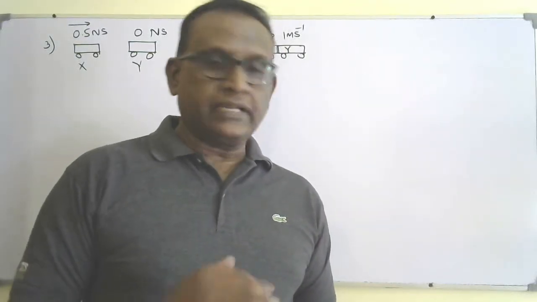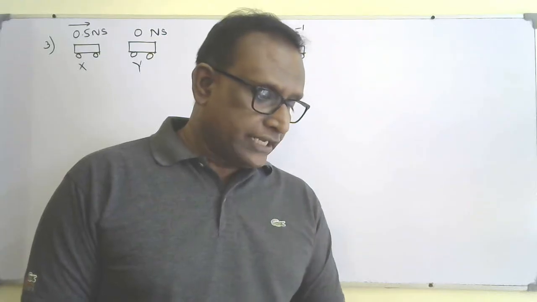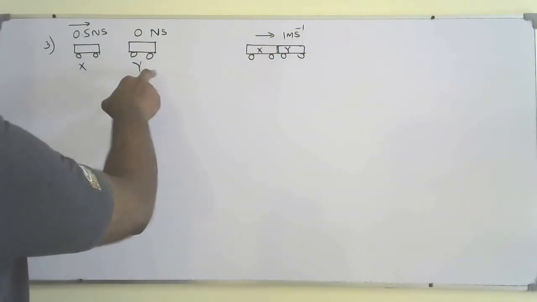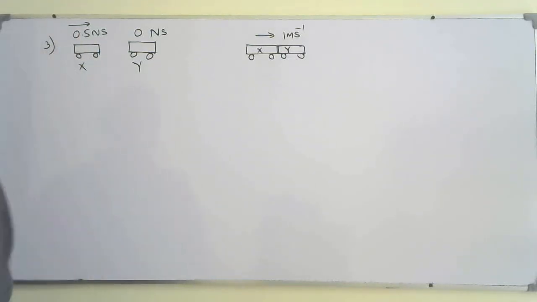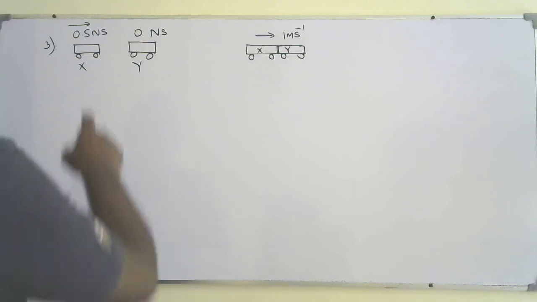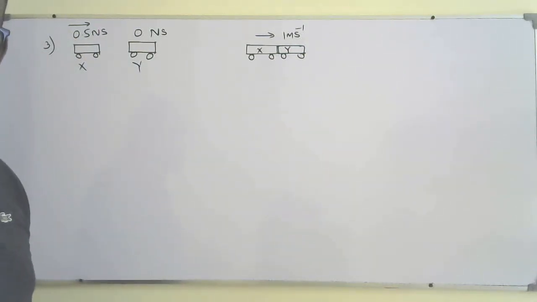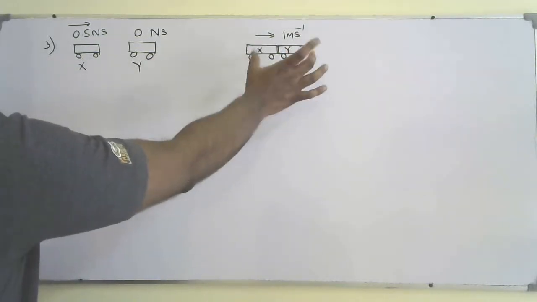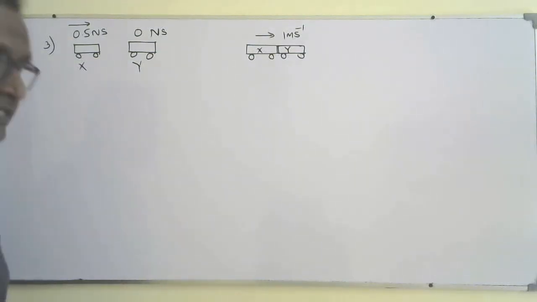Okay, question number 3 and 4 are based on a diagram related to a collision of two trolleys. Before collision, trolley Y is at rest, trolley X is moving with a momentum, not the velocity, momentum of 0.5 Newton second. Newton second and kilogram meter per second are both the same units. After collision, they join together and move at a velocity of 1 meter per second.